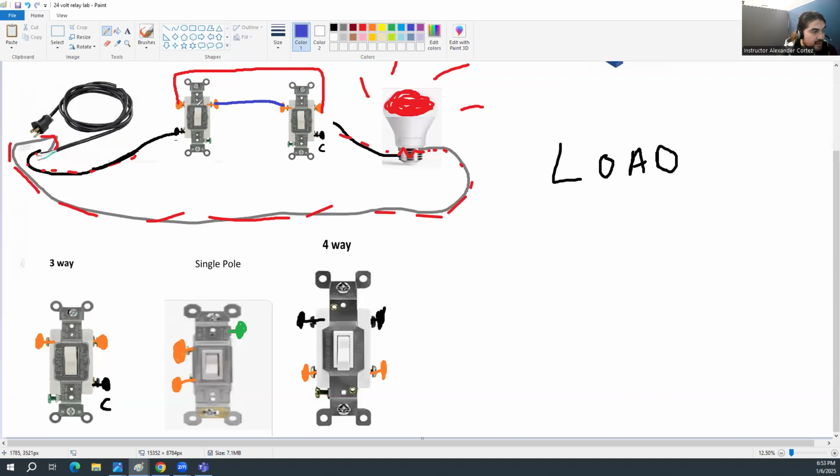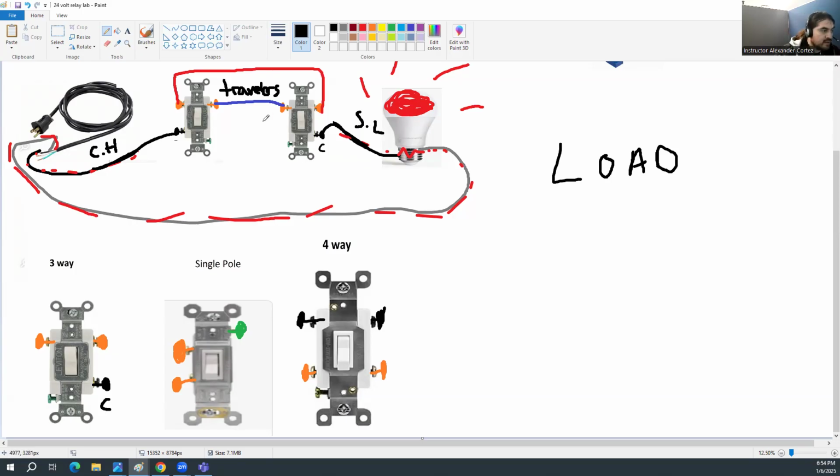Because this is constant hot, this is hot, and the last wire is also a hot, but they have different functions. The constant hot is the wire that's always on, and that's always going to be on until we kill the power. That's your constant hot. These are called travelers. They're also hot, but they're called travelers. And then this last wire, right? We connect the two brass together. Then on the second three-way, that black screw is what we call our switch leg.